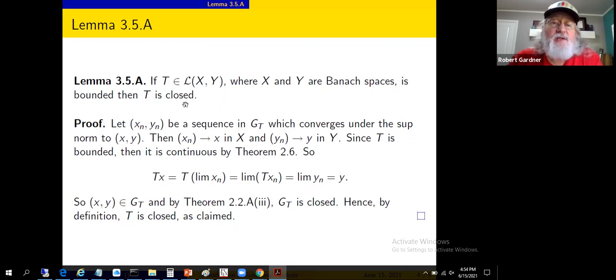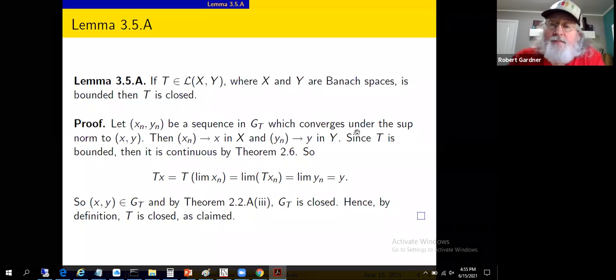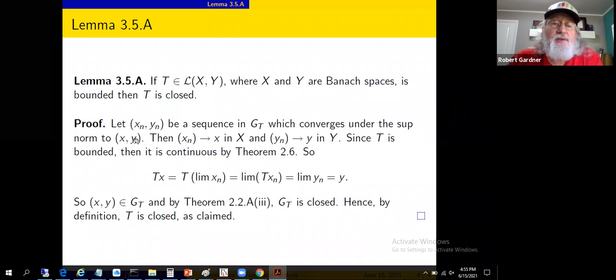All right, we want to show T is closed. All right, then we want to show the graph of T is closed. So take yourself a sequence of elements in the graph of T. Suppose this sequence converges to something. Remember, we're using the sup norm to measure distances in the Cartesian product. So this (x_n, y_n) converges under the sup norm to something, call it (x, y), that's the setup. Since we're using a sup norm, that implies that the sequence of x_n's converges to x, and the sequence of y_n converges to y, because we're using the sup norm.